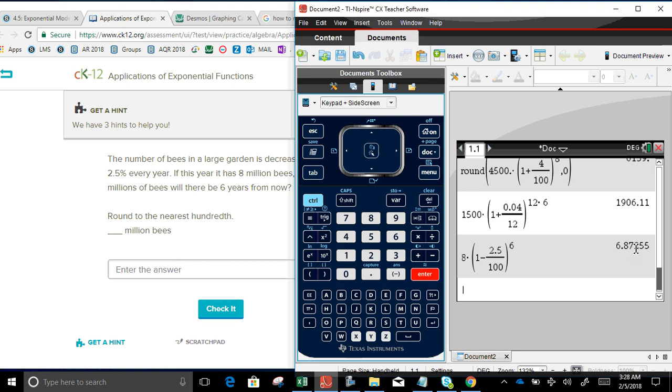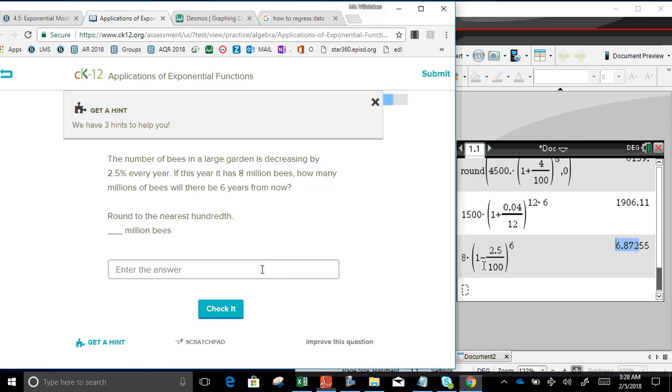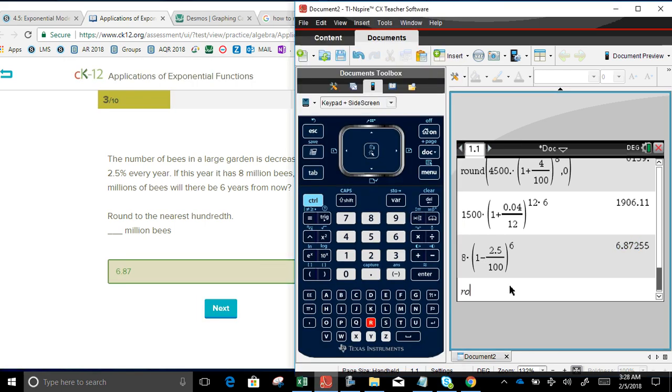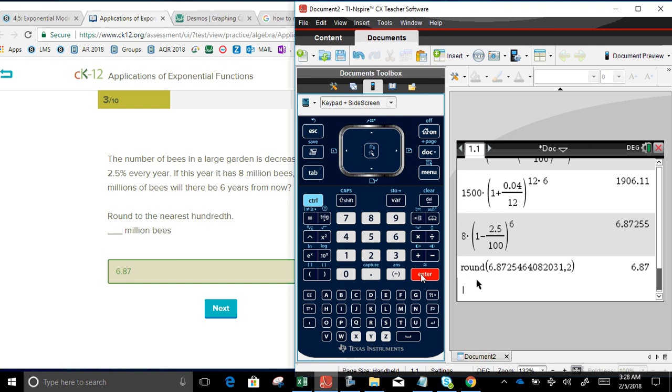And to the nearest hundredth, look at the third digit. If that is greater than or equal to 5, raise it to an 8. It's not. Leave it at 6.87. Also, you can ask to round this answer. Round this answer to the nearest 2 decimal places. I'll do it for you.